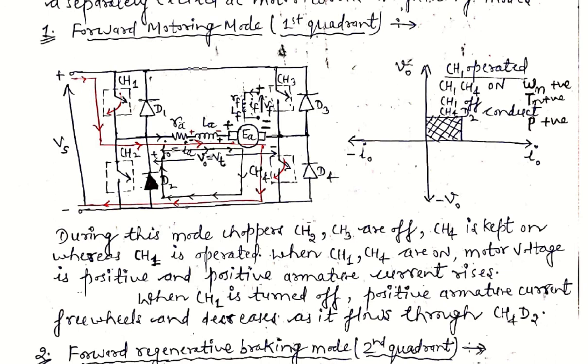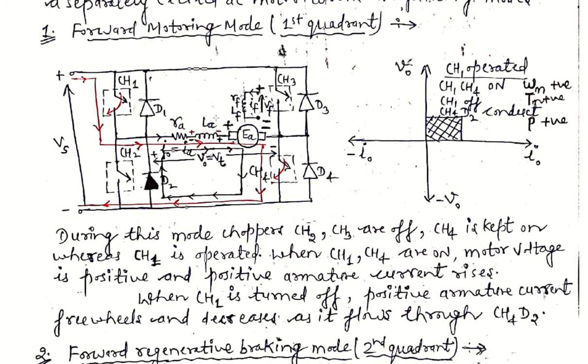If you apply KVL, we obtain the output voltage equal to the input voltage, and the current will be in the same direction, from the supply side as well as through the DC machine, when CH1 and CH4 are on. So both voltage and current are positive. When CH1 is turned off, the positive armature current freewheels and decreases as it flows through CH4 and D2.